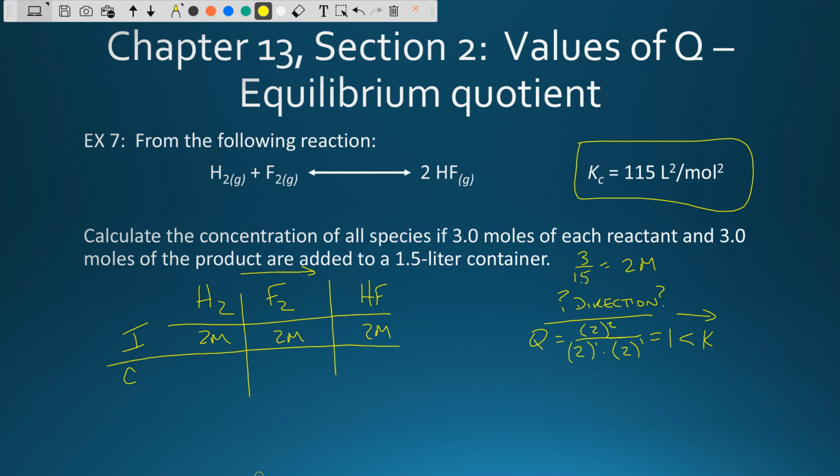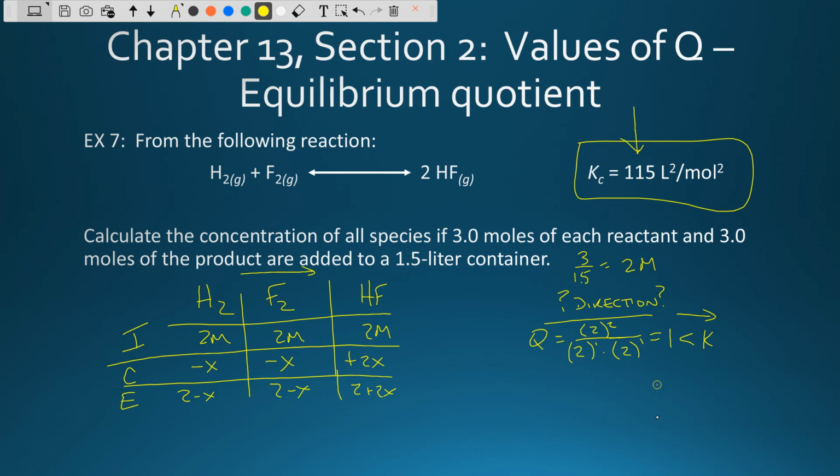So I'm going to lose a certain amount of reactant, aren't I? I just don't know how much. I have 1 hydrogen, 1 fluorine, and 2 of my hydrofluorics. So this is going to gain 2x. Remember, I knew which direction this is going. That's why I knew to put a negative in front of each of these. So at equilibrium, I end up with a 2 minus x, a 2 minus x, and a 2 plus 2x, don't I?